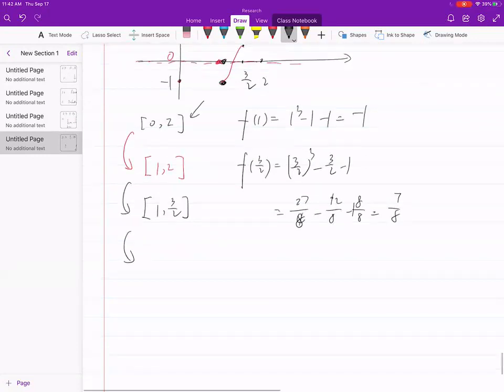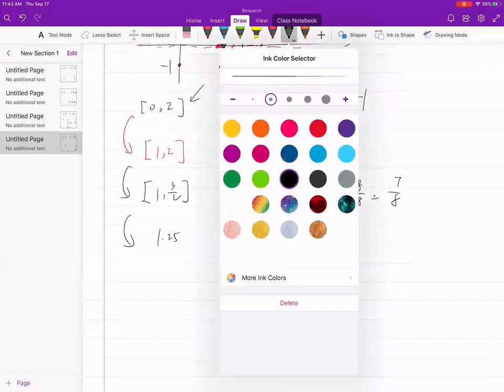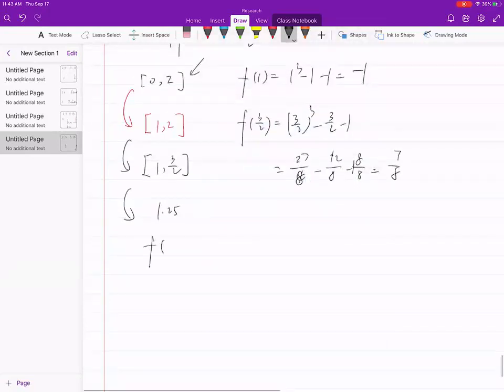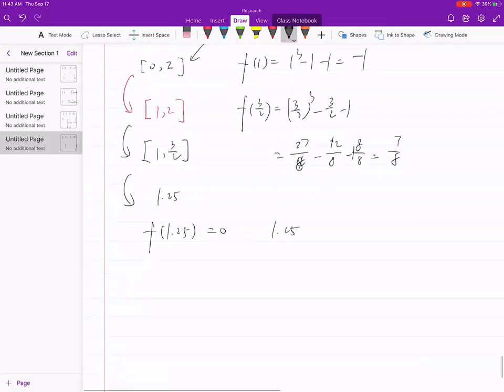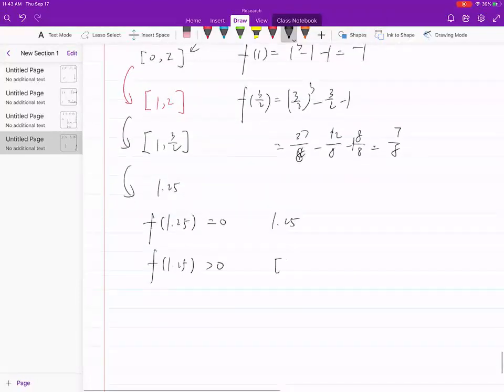Take the middle point between 1 and 1.5, that's 1.25. What can happen? Three things. Number 1, f(1.25) is 0. Then you just got lucky. You found the solution is 1.25. Or f(1.25) is bigger than 0. Then you know at 1.25 it's bigger than 0. At 1 it's less than 0. We know it has to be in this interval.